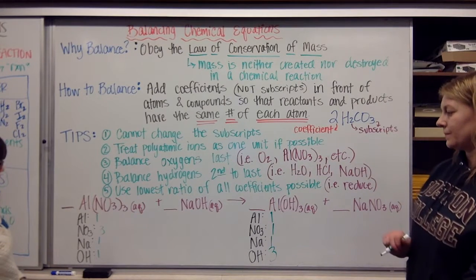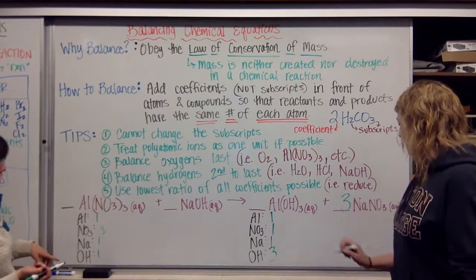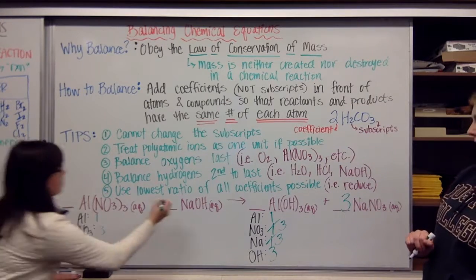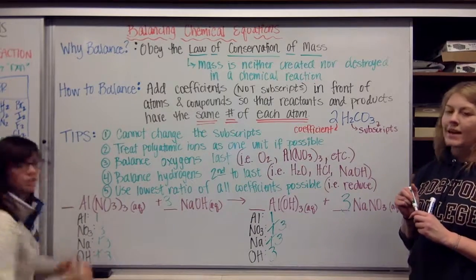Okay, so now I'm going to start with my aluminum. I'm okay. You actually want to add on that side. 3 here, so NO3 I have 3, Na I have 3. So now I want to add a 3 here, and now I have 3 of each of these, and it's balanced. Boom.